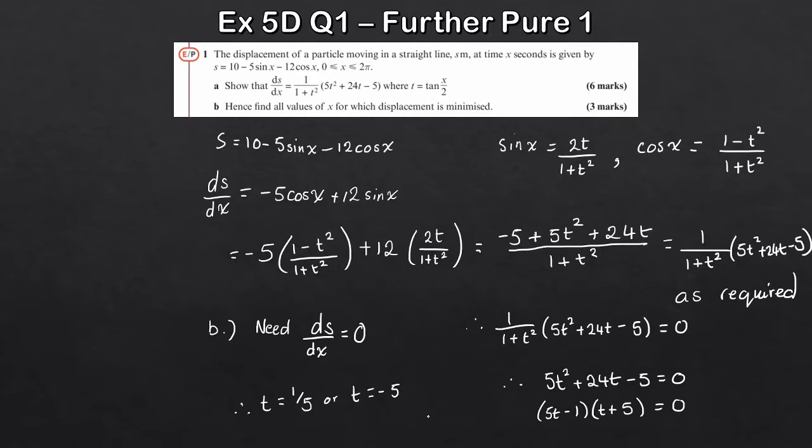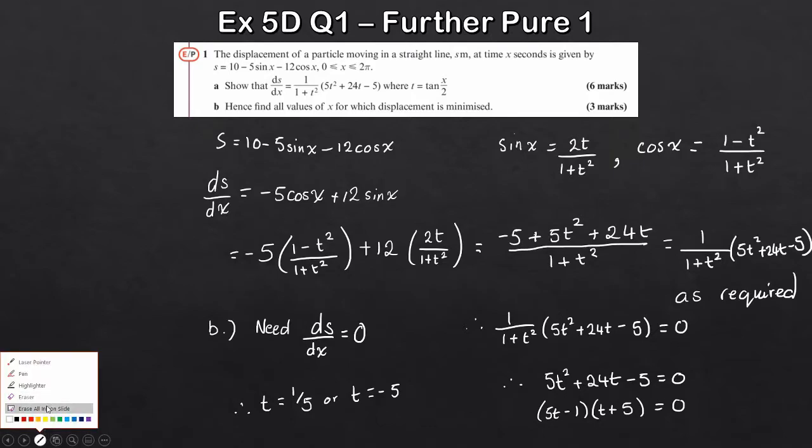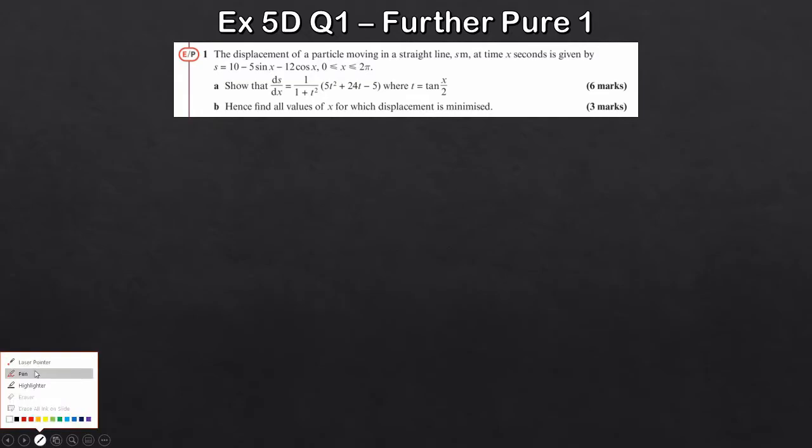Okay, so we've got our two t values. But we need to consider this now. We've got two t values, but only one will be when it's minimised. Okay, now to find which one is the one where it's minimised, we require the second derivative. So let's just clear all this for now and then consider this. So we require the second derivative here.